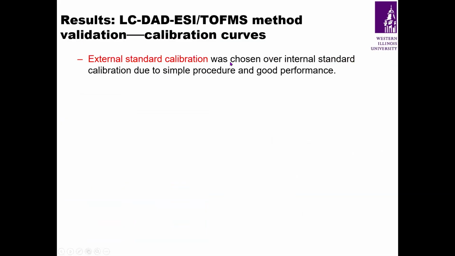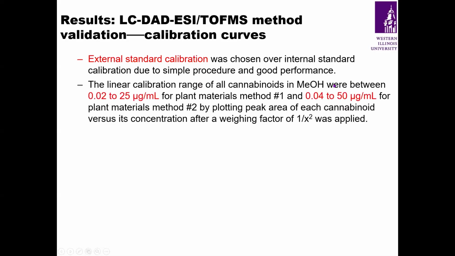External standard calibration was chosen over internal standard calibration due to simple procedure and good performance. The linear calibration range of all cannabinoids in methanol was between 0.02 to 25 microgram per milliliter for plant materials, method 1, and 0.04 to 50 microgram per milliliter for plant materials, method 2. So those two methods were described in the sample preparation.